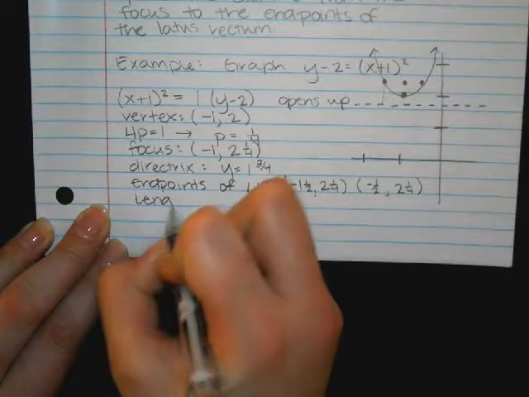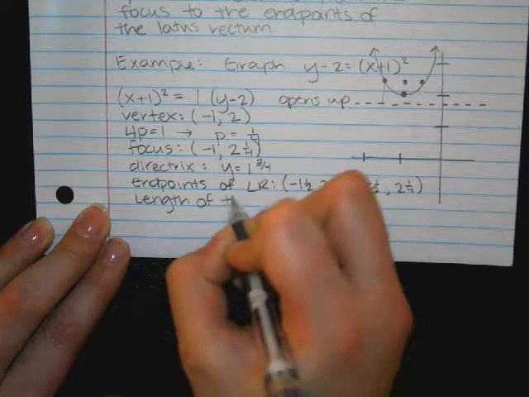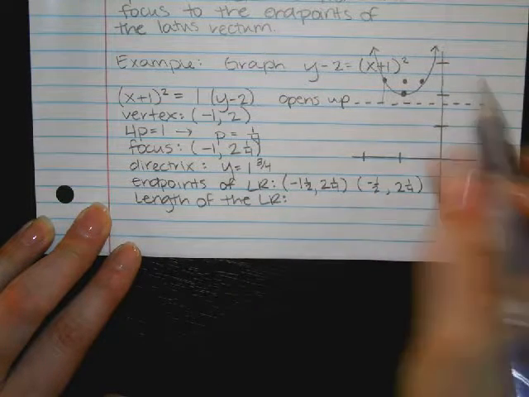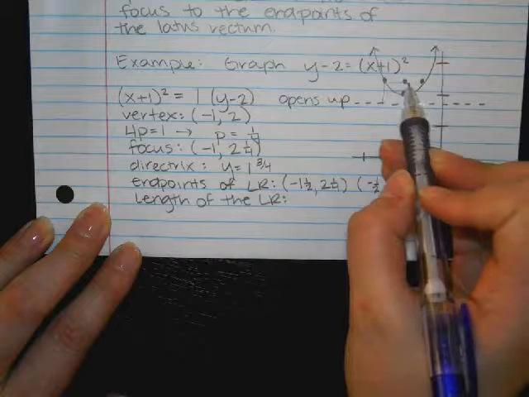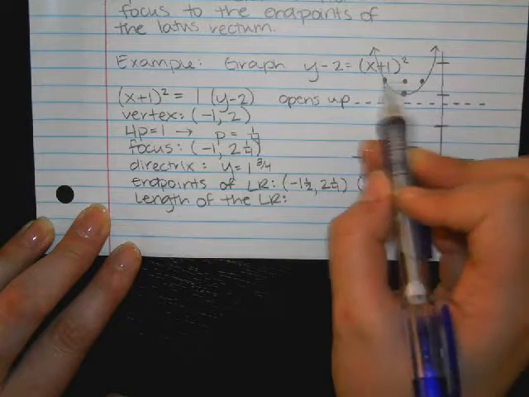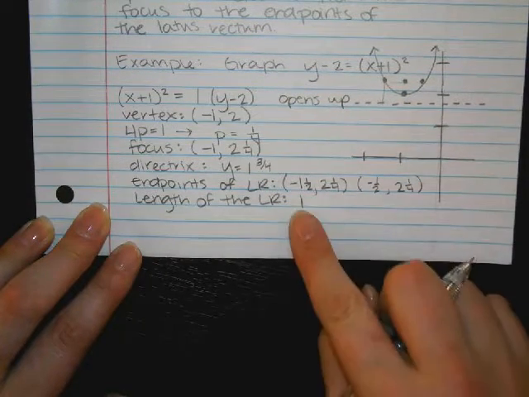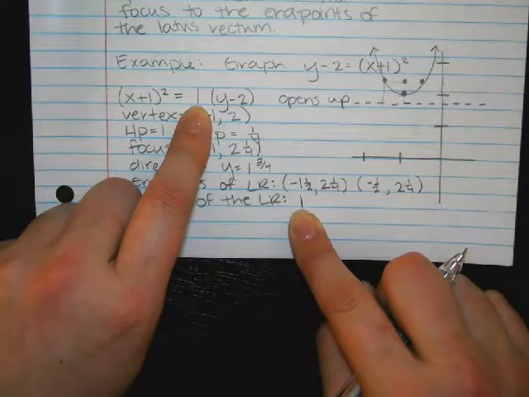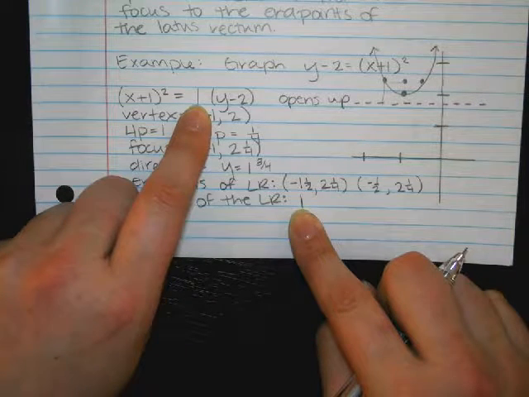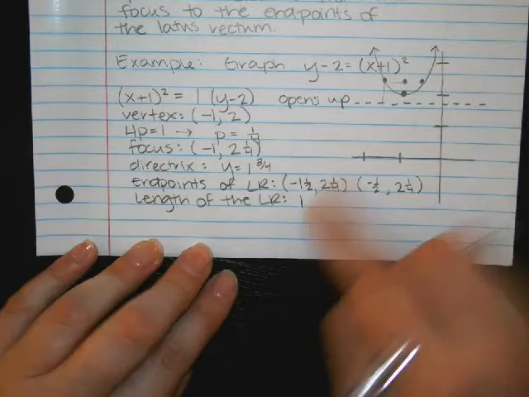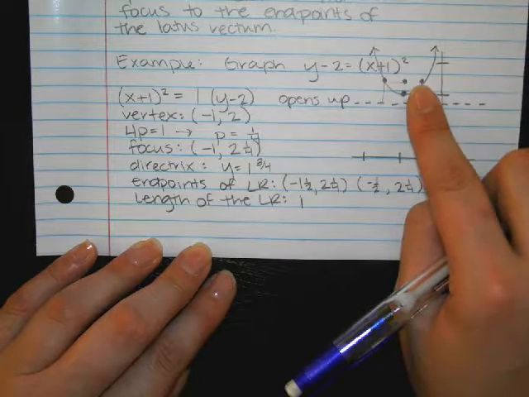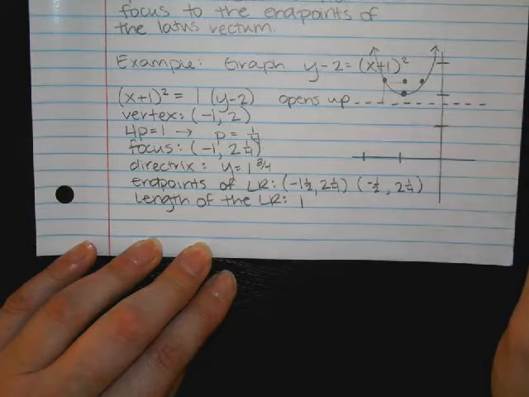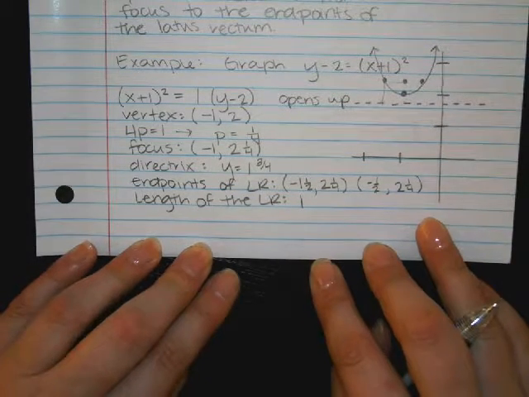Next, I'm going to find the length of the latus rectum. I went left 1/2 and right 1/2, so what's that whole length? It's 1. What you'll notice is that the length of the latus rectum is always the number in front of the parentheses. It just has to be positive because it's a length. The reason it's the same is because we went left 2p and right 2p. Altogether that's 4p, which is the number in front of the parentheses. Okay, so the length is 1.